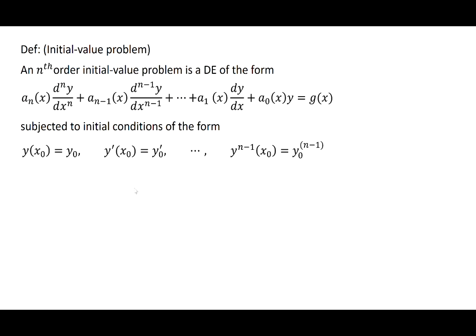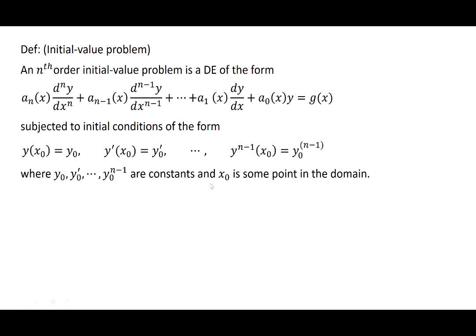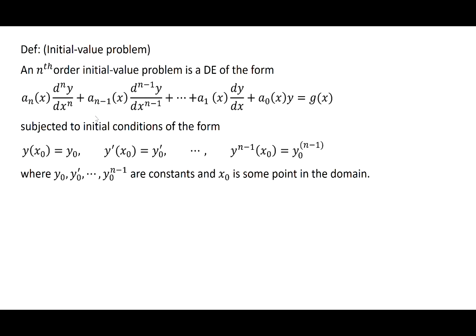Now you might be wondering, y sub 0 and all these are constants, and x sub 0 is some point in the domain. This differential equation is valid over a certain interval, and that interval is the domain. And so x sub 0 must be a point inside the domain. You might ask, I don't understand what this initial value problem is. I don't know if you'll believe me or not, but those of you who have taken physics have already seen a higher order differential equation with initial values.